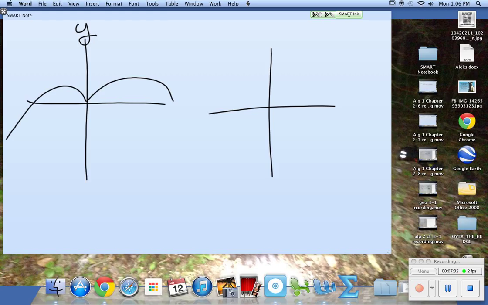If it's symmetric to the x-axis, then it's an odd function. So this would be even. Make that x, and this would be odd. All right? If it's symmetric to neither one, then the answer for that is neither. But you need to find the symmetry between the two. All right? Let's take a look at some examples.